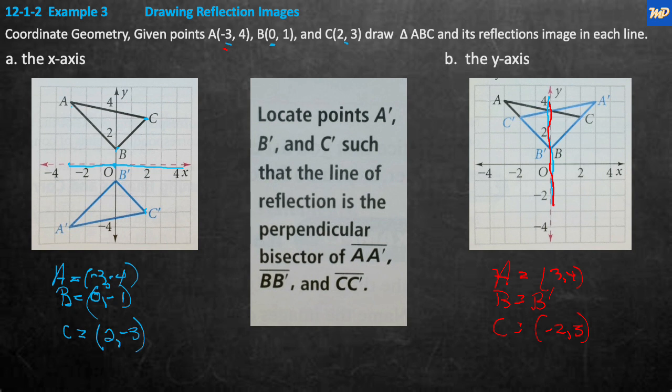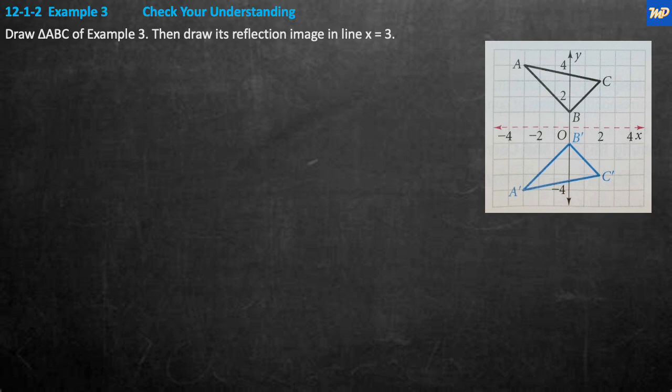Okay? Okay, example 3, check your understanding. They'd like you to draw a triangle ABC of the example 3 above. That's included right here on the slide. You see ABC. And then draw its reflection image in line x equals 3. So we're not doing the y-axis or x-axis. Now they want it x equals 3. Okay, so go ahead and try that. When you come back, we'll take a look at it.